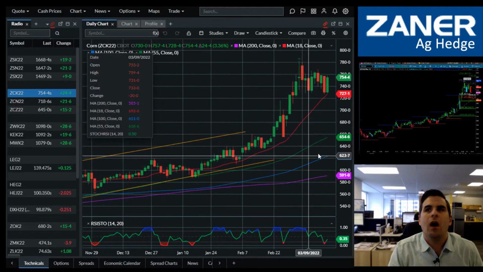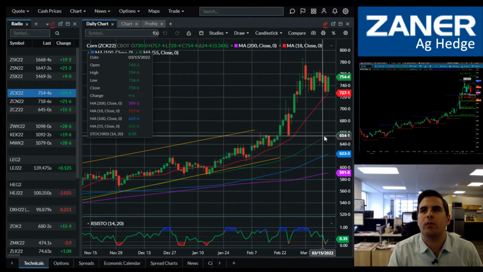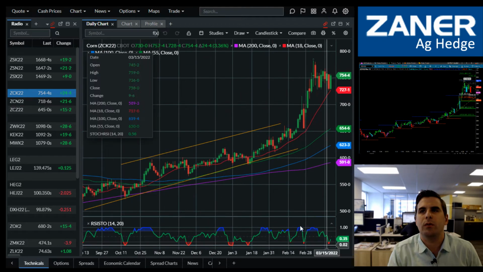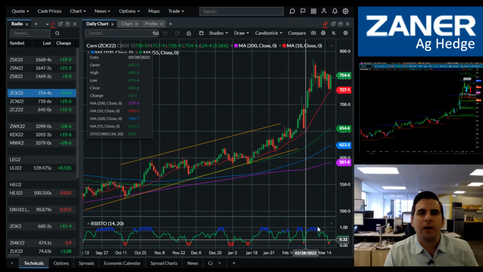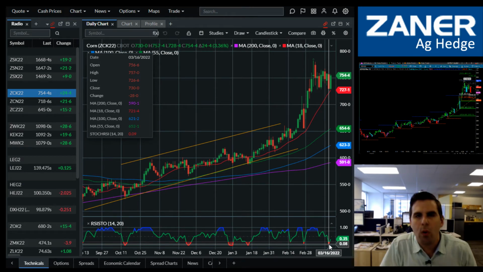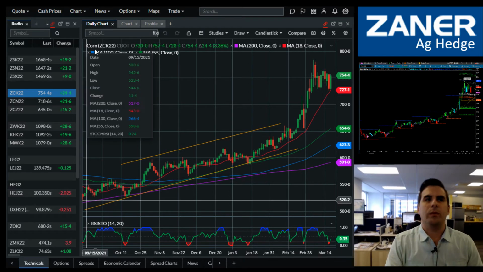100-day moving average all the way down at 623, 50-day at 654, and down at 591 with that 200-day moving average. This market's not overbought on the daily time frame with that RSI. If anything, we triggered an oversold indicator there on the RSI, so plenty of room to the upside if it wants to break out, and we've got the technical reasons for it to do so.